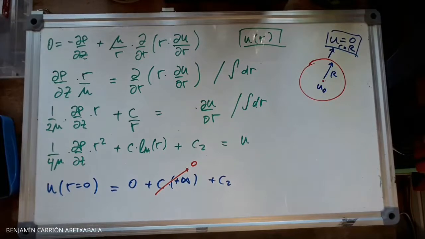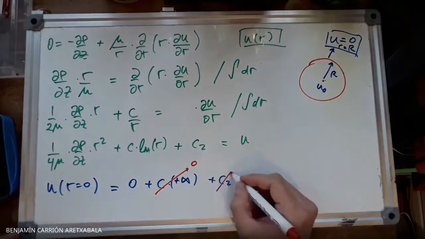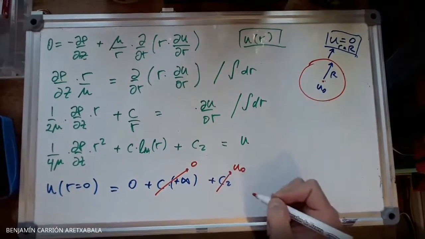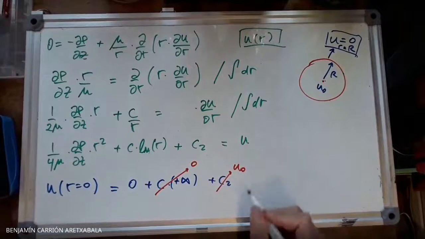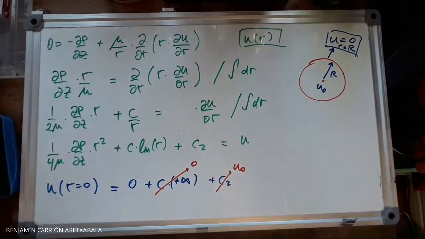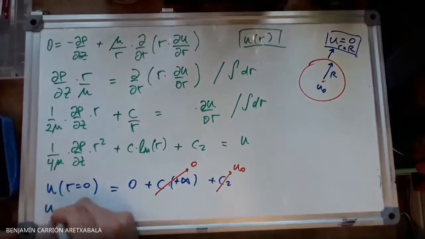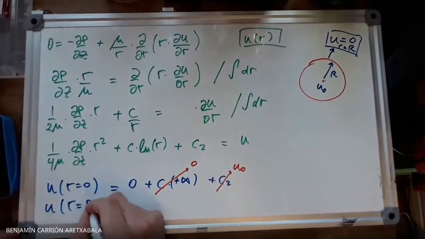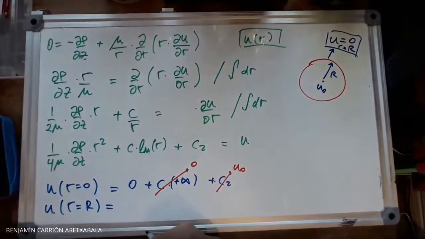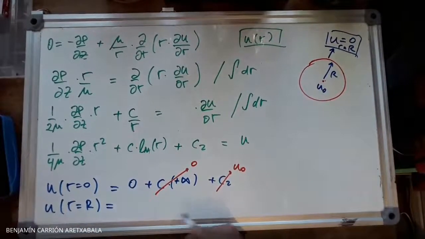Is that clear? So we're going to call c2 u naught. So the velocity at the center is u naught. Now, what's the value of u naught? Well, we can evaluate that. We know the u when r is big R has to be 0.